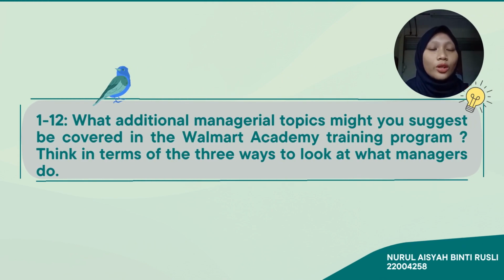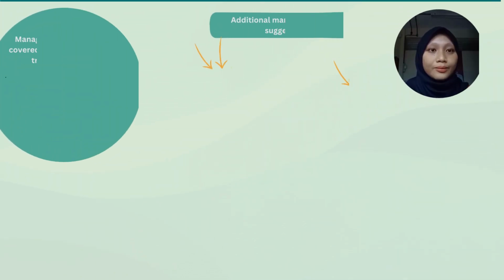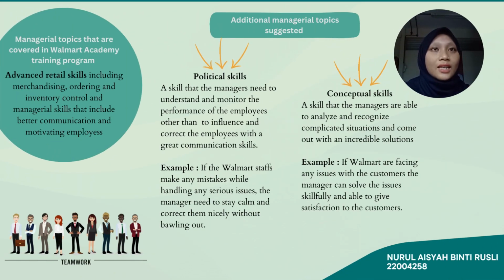Now, we will be looking at question 112 from the case studies, where the question asks for additional managerial topics that will be covered in Walmart academic program and think in terms of the three ways to look at what managers do. So based on the case studies, the managerial topics that are covered in Walmart academic training program are advanced retail skills, which include merchandising, ordering, inventory control, and also managerial skills that include better communication and motivating employees.